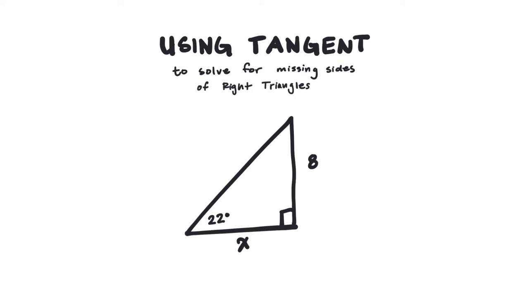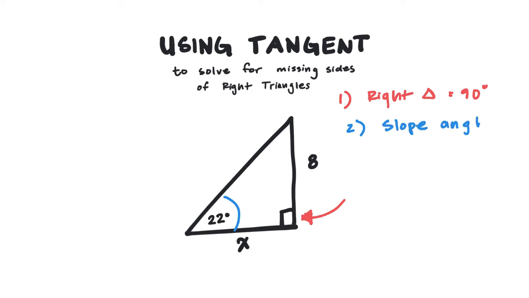First thing that we know is that this is a right triangle. And we know this because of this symbol right here. This means that this angle is 90 degrees, and because of that, we can use the tangent ratio. The second little piece of information that's very useful is this angle right here. This will be our slope angle. This is going to be very useful later on when we need to use tangent.